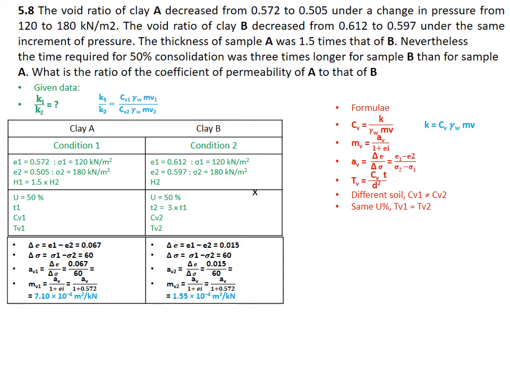So what next we want is CV1 and CV2. For that we'll use the time factor formula. So as we know, U is 50% same for both the soils, so we can use TV1 equals TV2. So putting the formula into that, now in this equation we have to put all the unknowns. So CV1 and CV2 are different, so we cannot cancel it out like the previous problems. T1 is not given with the value, but you can just put it as T1, but T2 you can replace it by 3 times T1.